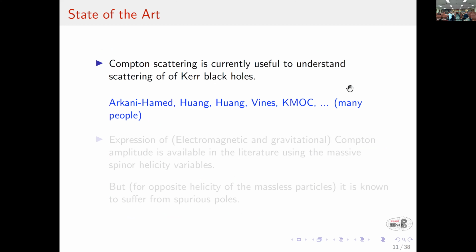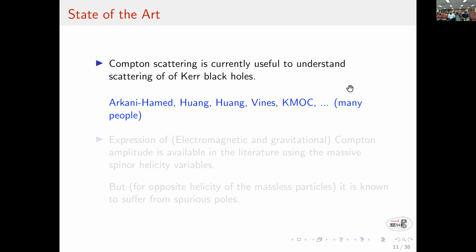Okay, so now related to the question you were asking, recently some amount of interest has been generated by the fact that Compton scattering has been very useful to understand scattering of gravitational waves from Kerr black holes, or Kerr scattering. I'll elaborate on that part. So from the phenomenological side, the gravitational wave phenomenological side, there has been some interest to understand the Compton amplitude, mostly in the spinor helicity language, but this is related to some observables. We'll talk more about this.